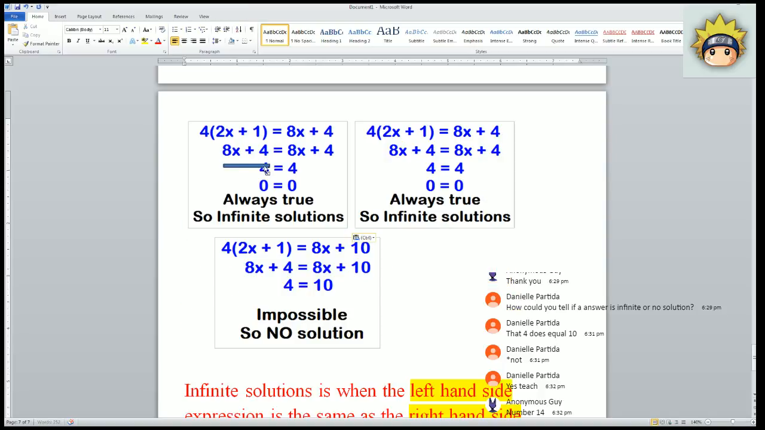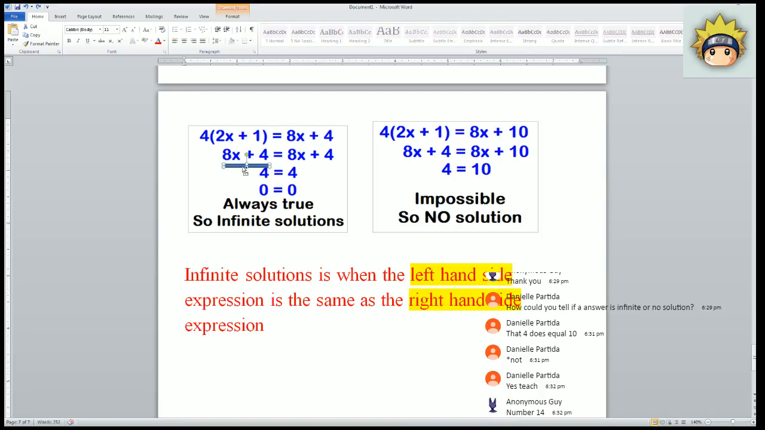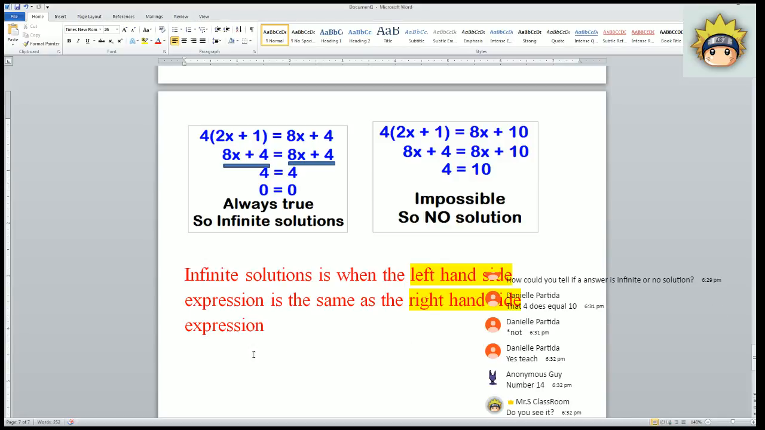It's the same. Do you notice how it's exactly the same? Do you see it, Danielle? Okay. Right.